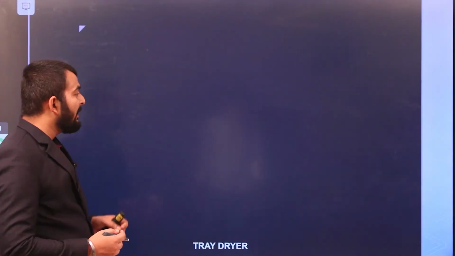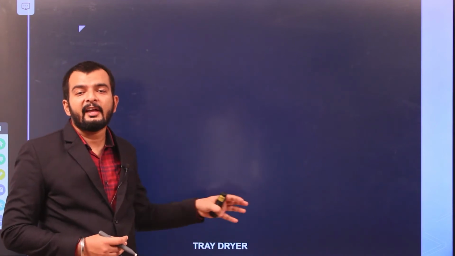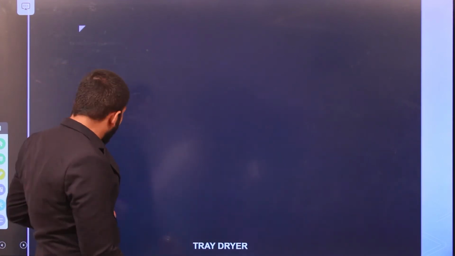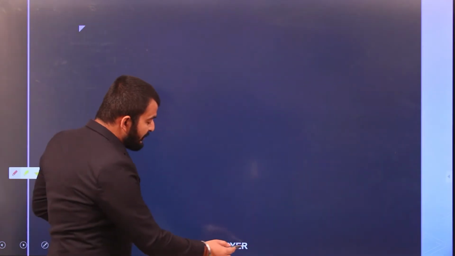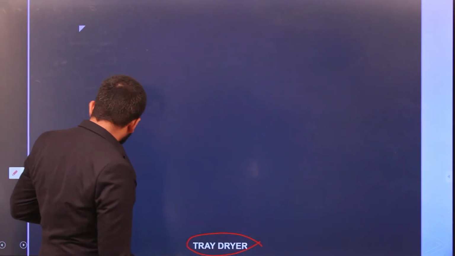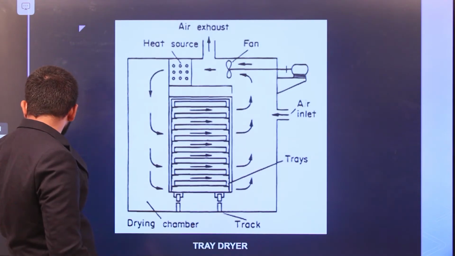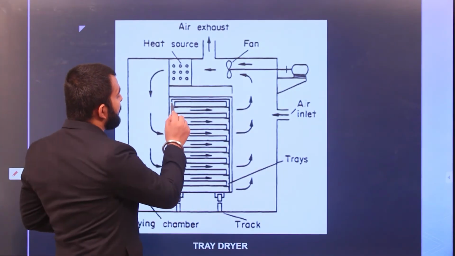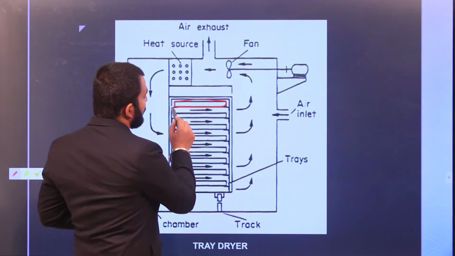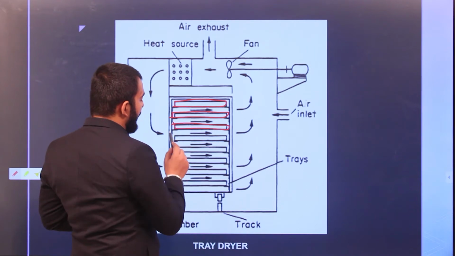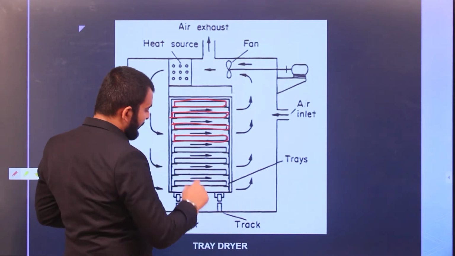Next, in case of convection drying, we can take the example of the tray dryer. The tray dryer is a very good example of a convection drying system. So what happens in a tray dryer? Here is a schematic view of this dryer. Here we have trays which we fit into a cabinet. Now this is a closed cabinet, and these are all the trays.